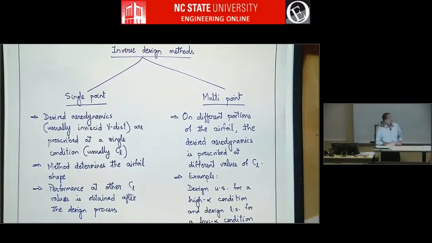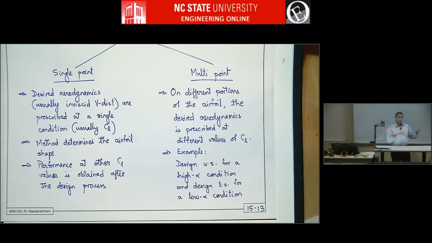Multi-point design methods are different in the sense that even in the beginning, when you give the inputs, when you give the desired aerodynamics, you give the desired aerodynamics at multiple CLs right away. Normally the way that's done is you divide the airfoil, which you don't know yet, right? You're still designing the airfoil, but you say the upper surface of the airfoil I want to design for high lift condition, high alpha condition of, let's say, CL of 1, and the lower surface I want to design for a CL of 0.2 as an example. So you're dividing the airfoil that you want to design into different portions. Each portion you give the aerodynamics at a different CL. And that actually makes a lot of sense, as we'll see shortly.